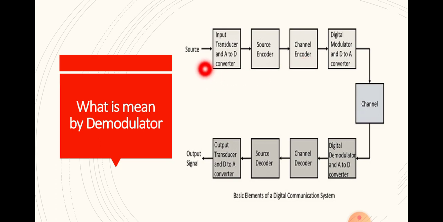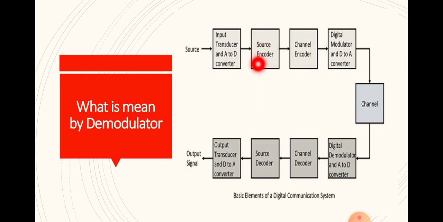The source, that means what? The original equivalent of sound energy is applied to the input transducer and analog to digital converter. Here the input transducer converts the original information into electrical form so that it can be easily carried by the next block. The analog to digital converter converts the signal into digital form if it is in analog form.